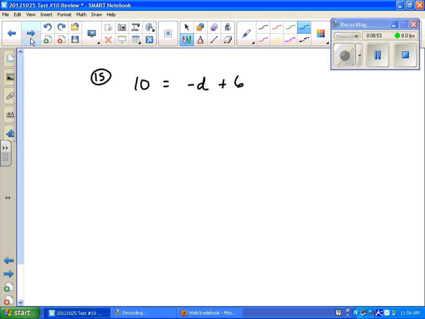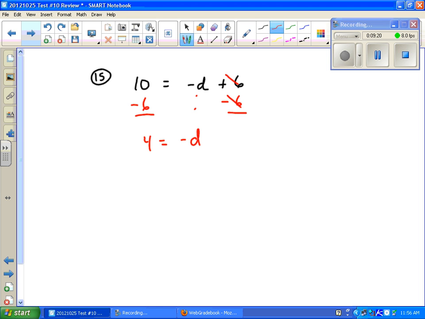Number 15 says 10 equals -d plus 6. Again, your normal order of operations says to do Please Excuse My Dear Aunt Sally. You're doing it in reverse when you're doing inverses. Plus 6, the inverse of that is -6. If you subtract 6 over there, you have to do it over here on the left side as well. So 10 minus 6 is 4. Equals, what we're left with here is -d. +6 minus 6 cancels them out.